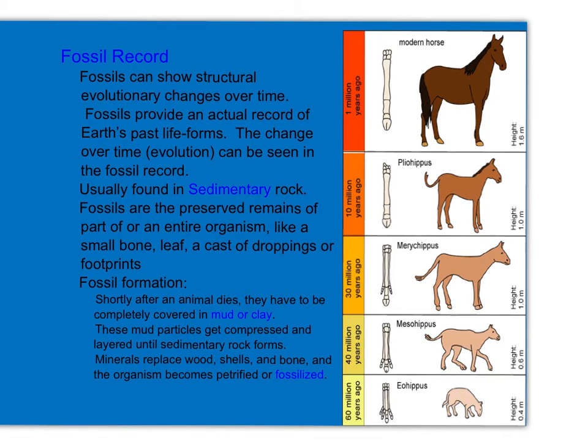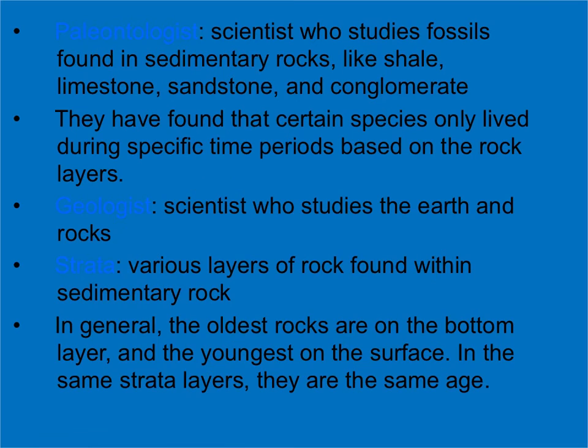So more and more mud's going to go on top of it, which means more and more weight will go on top of it, and it eventually compresses it and pushes it down, and it layers into the sedimentary rock. And then over time, different minerals are going to replace, if it's a plant, the wood or the shells of the organism, or even bone. And then it becomes either petrified or fossilized. And then we can see kind of what was going on back in the day.